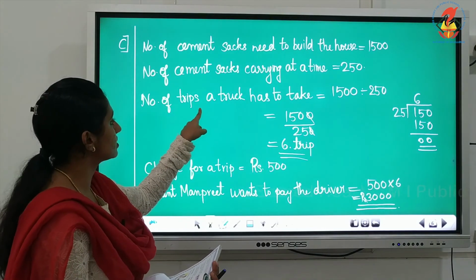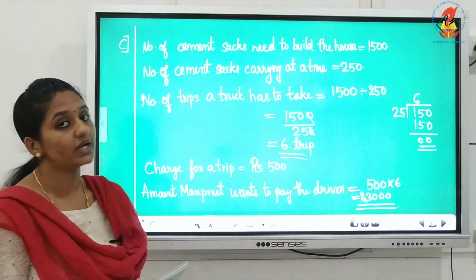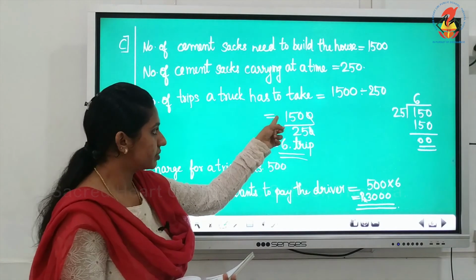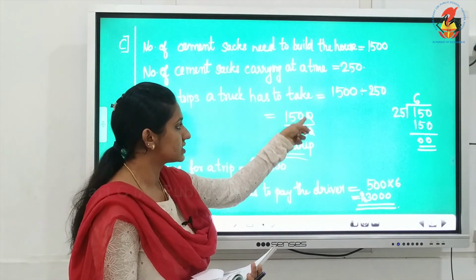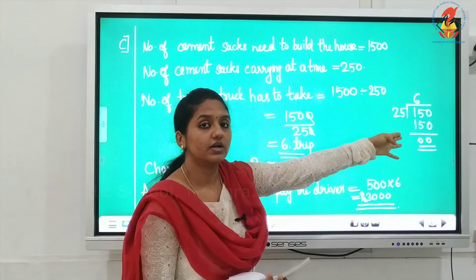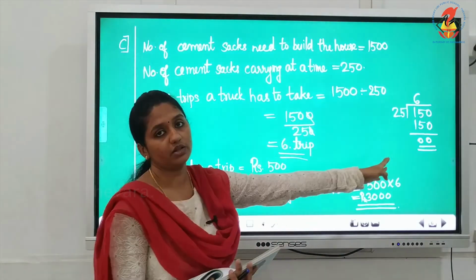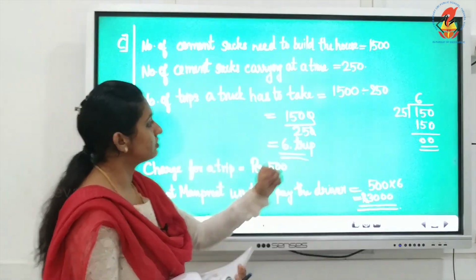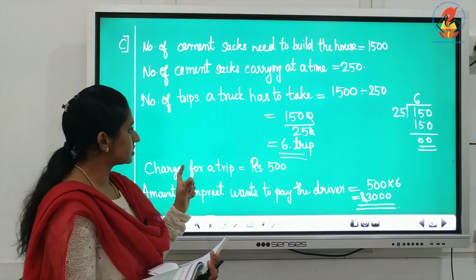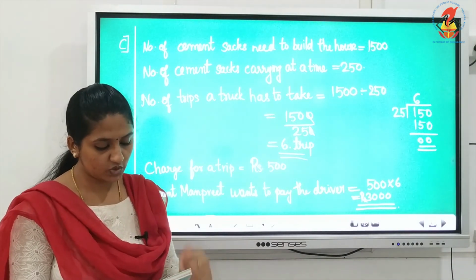The number of trips a truck has to take is 1500 divided by 250. When we write like this, in the numerator and denominator, if zeros are there in both, we can cut them. After that, divide the remaining numbers, or don't cut, you can divide throughout in the working column. After the division, we got the answer: 6 trips. That question is not finished. There is a little more.